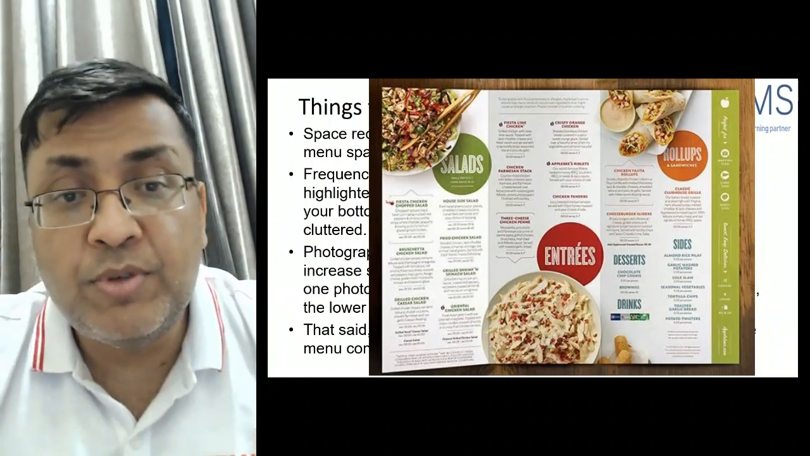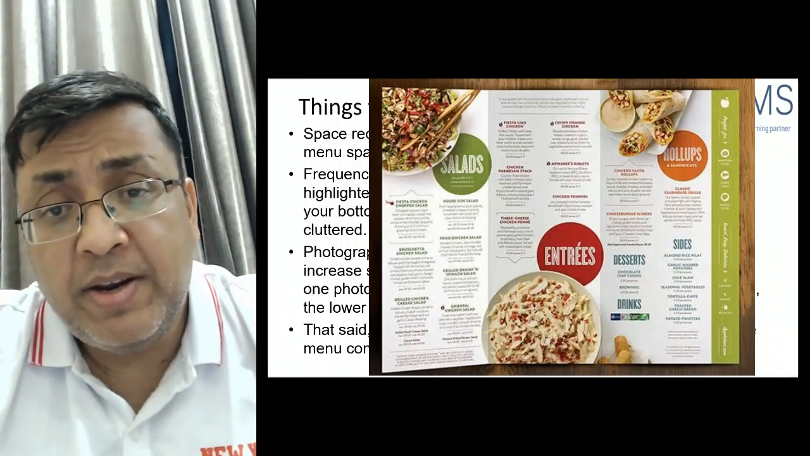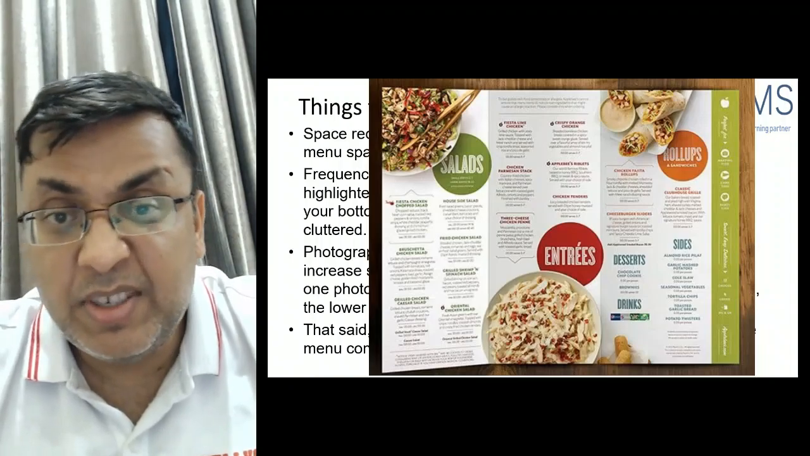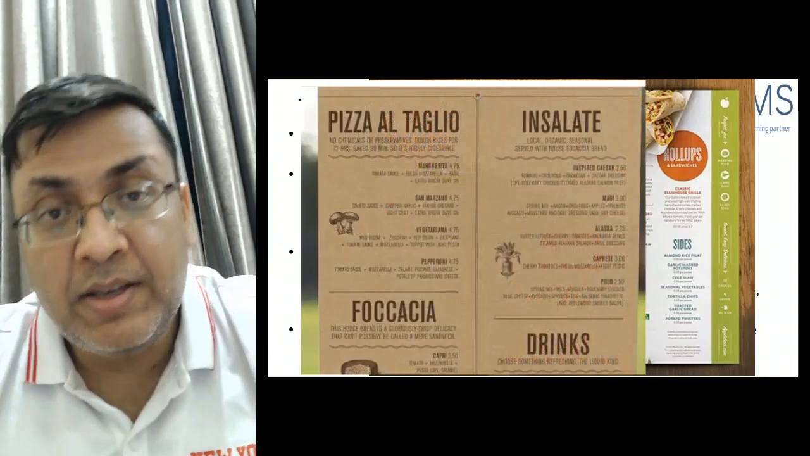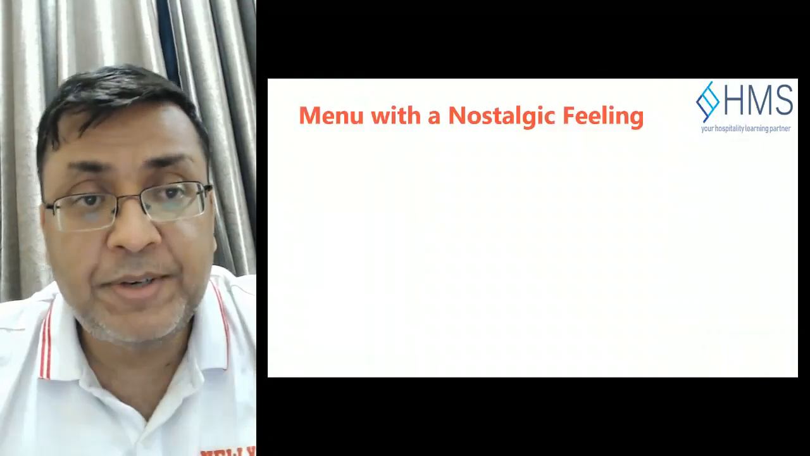An example of using pictures is shown here. You're using only one picture on one panel, and certain other items are highlighted in boxes. Here is one example of using illustrations.